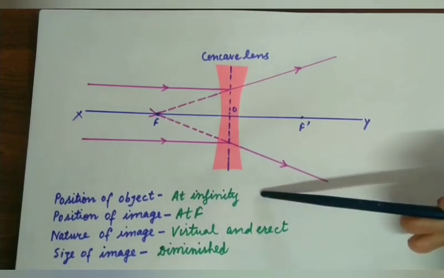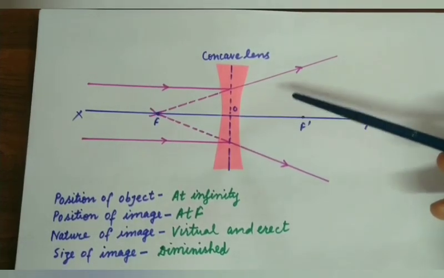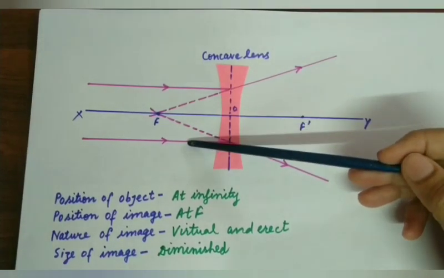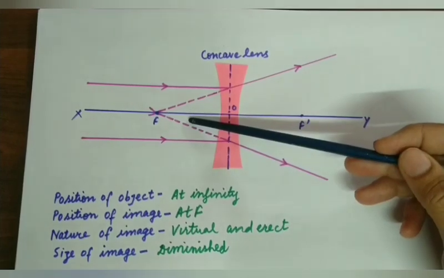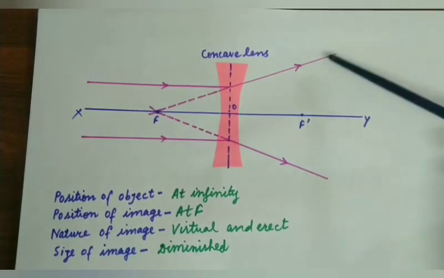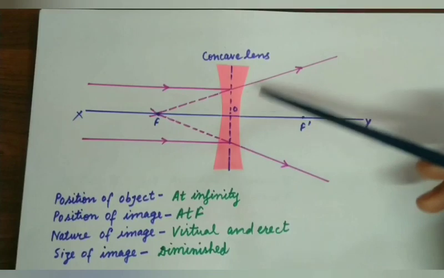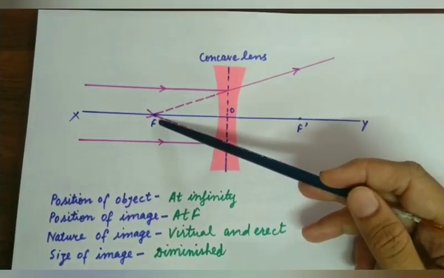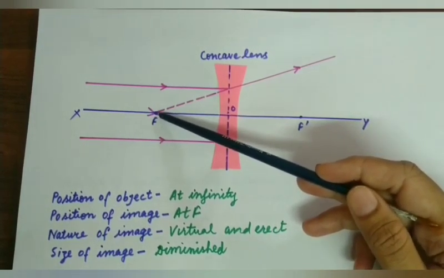Infinity means the object is very far away from the lens, and therefore the light rays which are coming from that object are parallel to each other as well as parallel to the principal axis. After refraction through the concave lens, they diverge over a large area. If we extend these refracted rays backward, they will meet at a point, the focus. The image will be formed at focus.